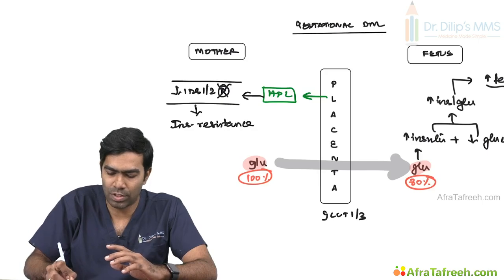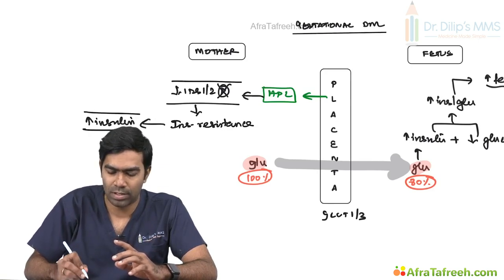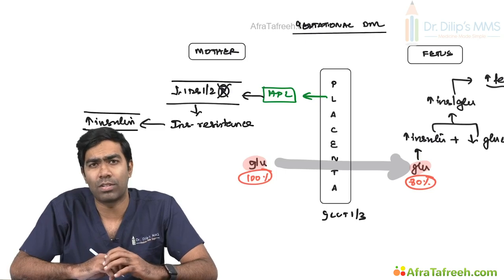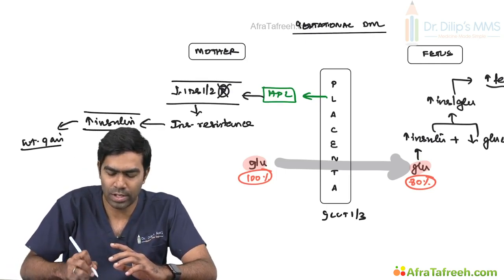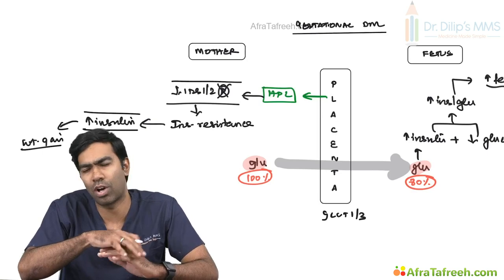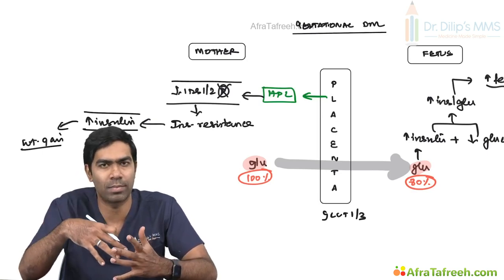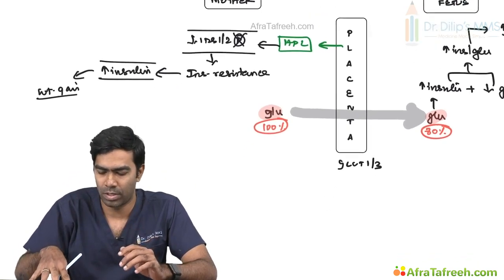Once you develop a sort of insulin resistance, you will result in increased insulin production in the mother, and that's important because that is the one that is responsible for the weight gain in the mother as well. Not only insulin resistance, at the same time cortisol production, progesterone, all these things act synchronously to produce weight gain in the mother, but insulin resistance is also one major reason for weight gain in the mother.